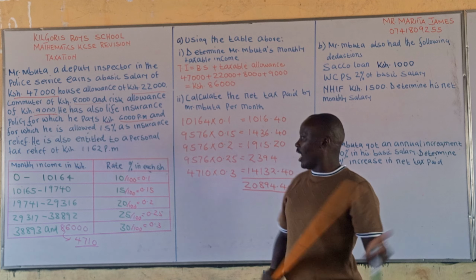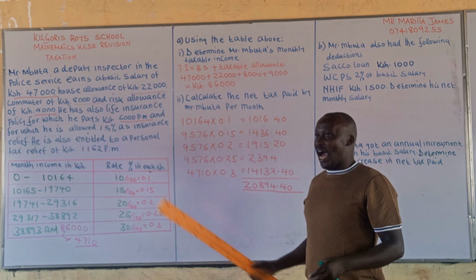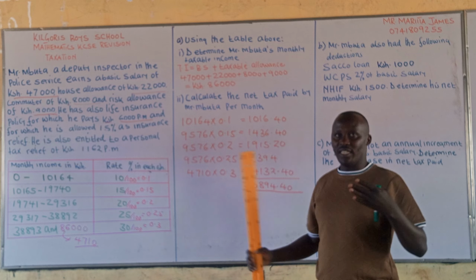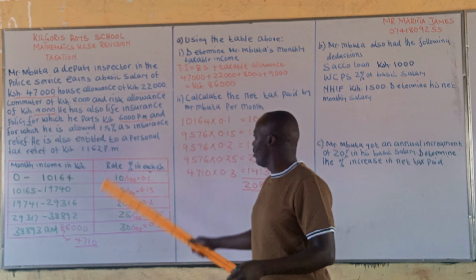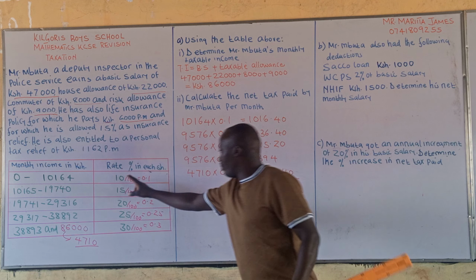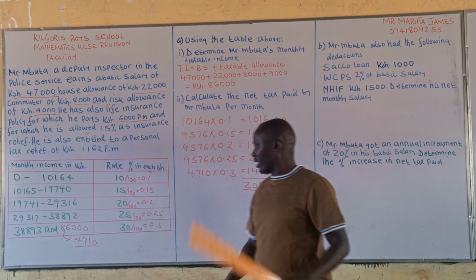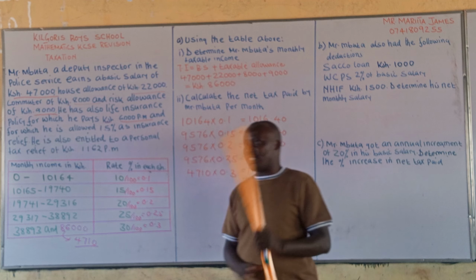During that year, we have a monthly income in Kenya shillings, and the tax is given in terms of percentage. So we have the rate in percentage for each band: 10%, 15%, 20%, 25%, and then 30%.